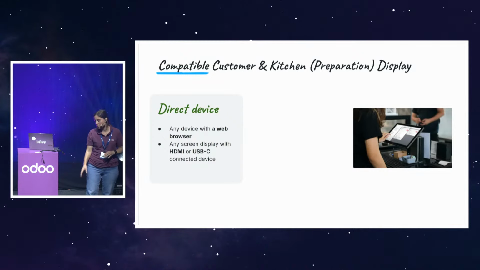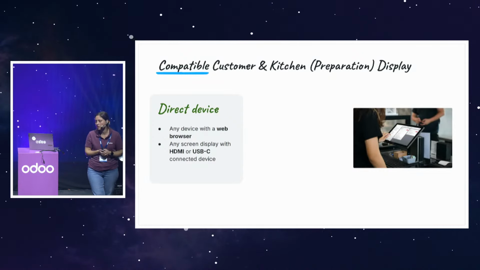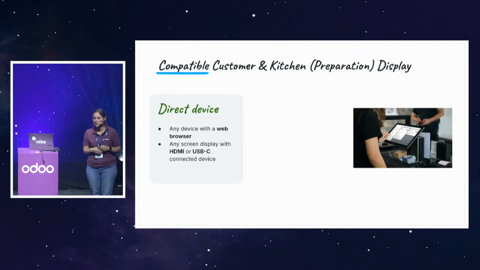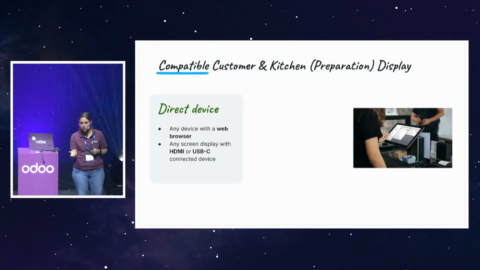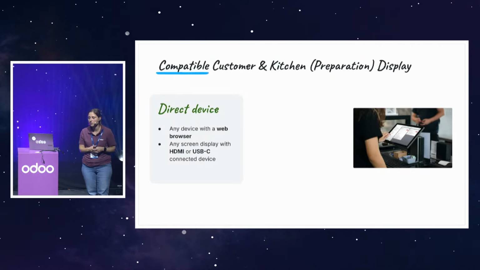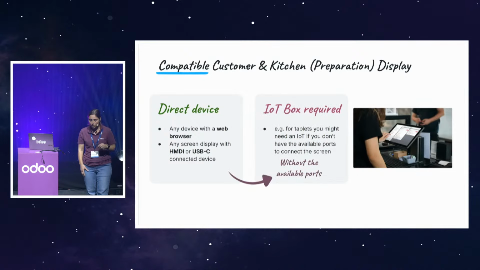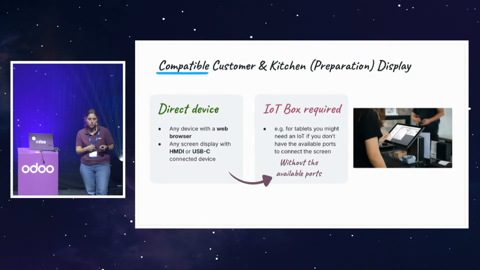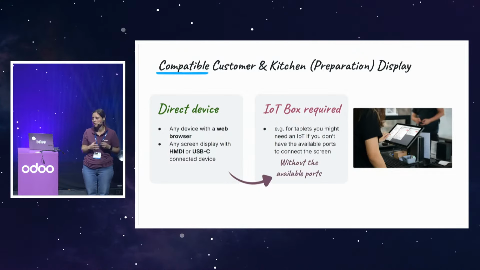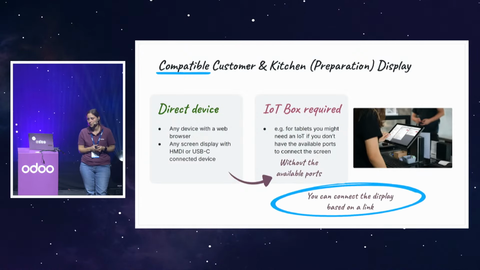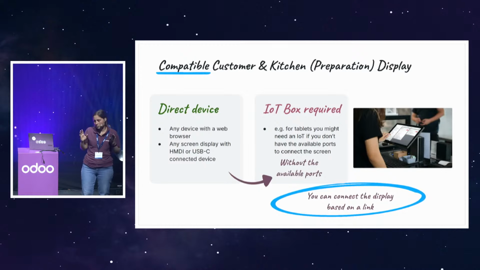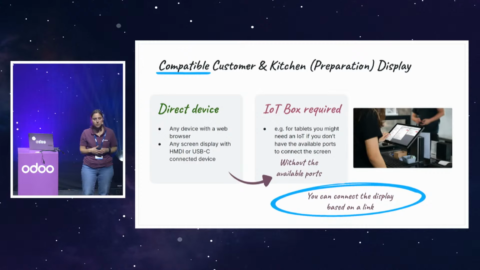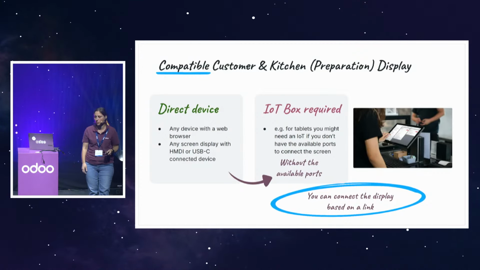What you need to know here as well is that as long as you can again open the device with a web browser, it's going to be accessible. Here again, you can connect a second device, and then the same principle applies. You need to have a HDMI connection or a USB-C connected device. Now, if you don't have those available ports, if you are working with a tablet, for instance, and you don't have enough ports to connect that this way, then you might need an IoT box. So you can also connect the second customer display based on a link, but then again, you would need a web browser to do so.